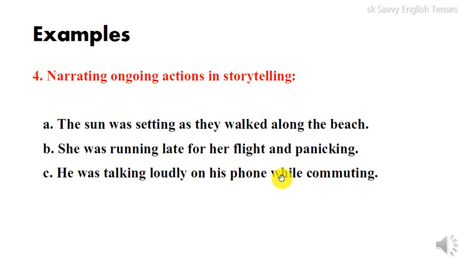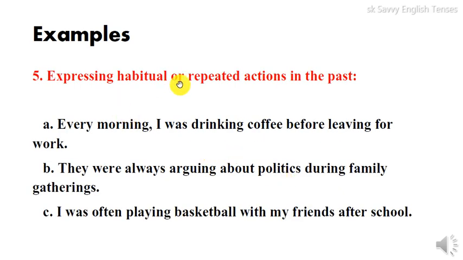Okay, number five is expressing habitual or repeated actions in the past. For example, every morning I was drinking coffee before leaving for work. They were always arguing about politics during family gatherings. I was often playing basketball with my friends after school.